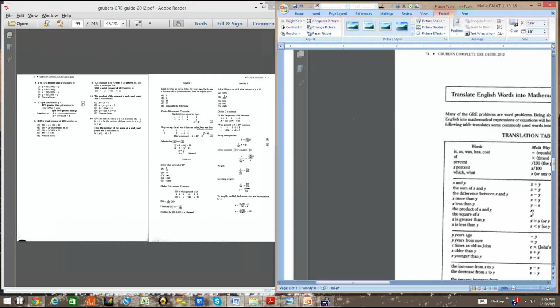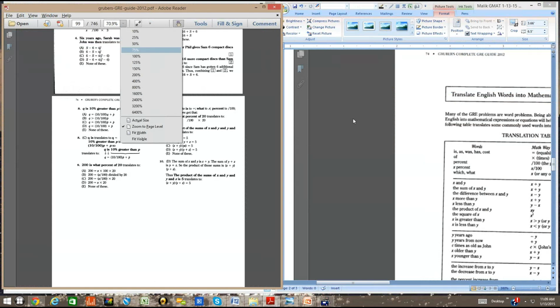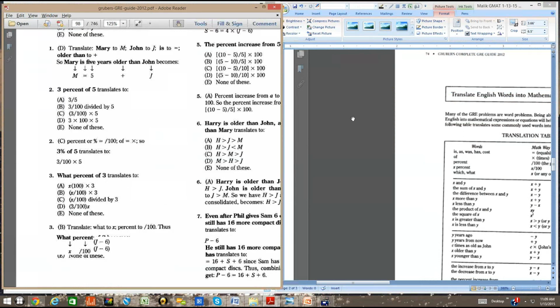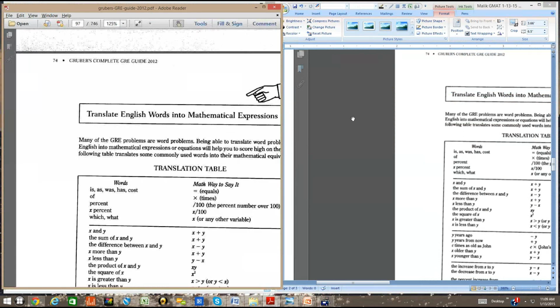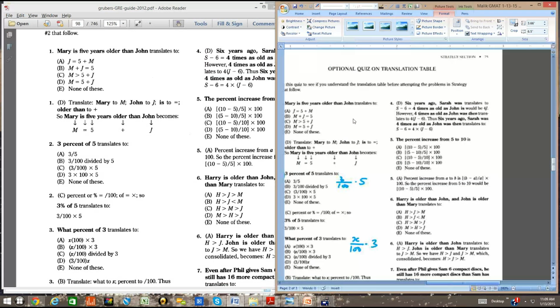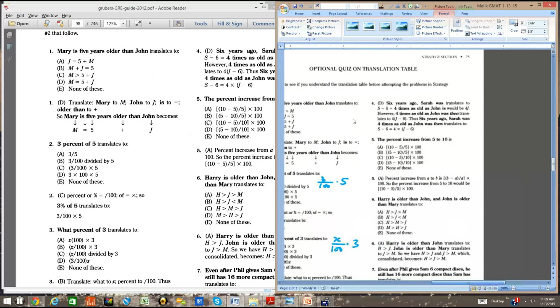I want to view it with this. Scrolling a bit bigger. Okay. Question number 1. Pretty easy stuff, but I want to introduce you to a new technique.